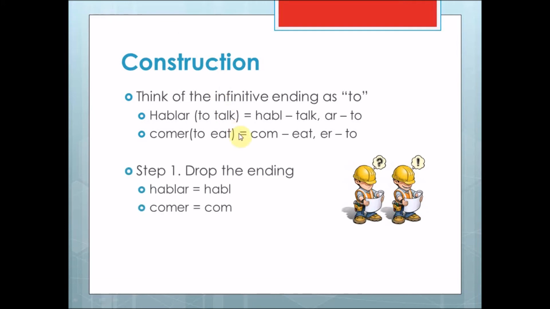So first, we need to drop the ending, the AR, ER, IR. Now this step, no matter whether this first part helped you or not, this is where you need to be following along. So we'll drop the AR on hablar, we have habl, or drop the ER in comer, and we have com. Now we'll add the correct ending to it.